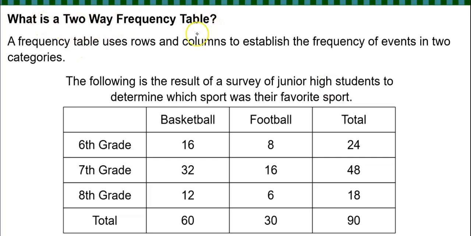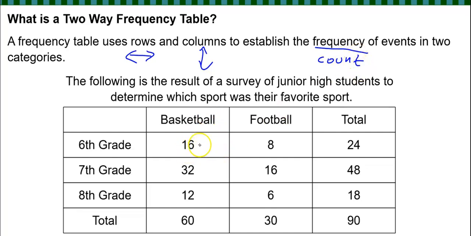What is a two-way frequency table? Well, this is a frequency table that uses rows and columns. Rows go left to right, and columns go up and down, to establish a frequency of events in two categories. So frequency is just a count.